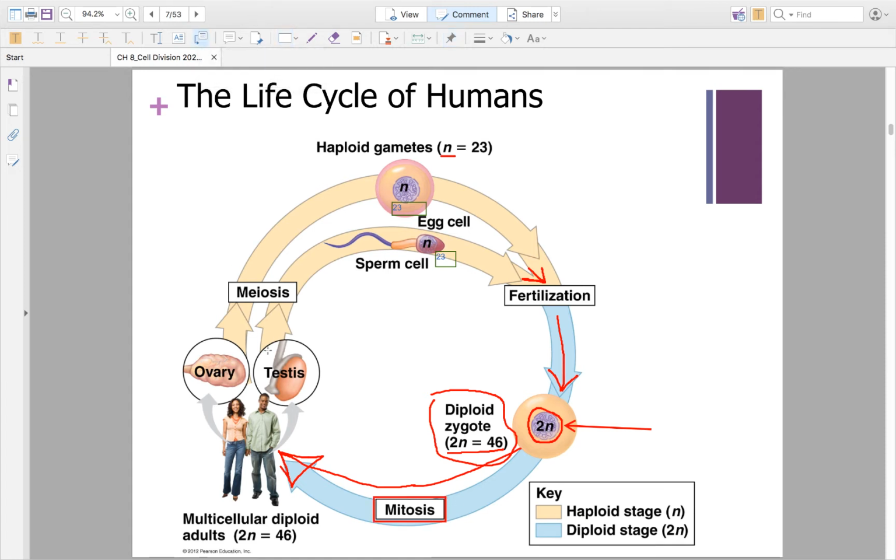So mitosis is used for growth and development. And then once you're an adult, you need cell renewal and sometimes cell repair.